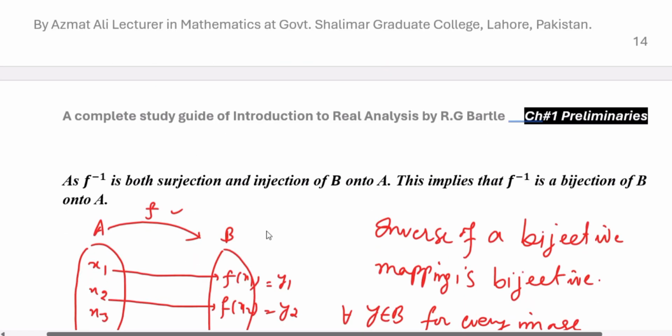This shows that as f inverse is both surjection and injection of B onto A, it implies f inverse is a bijection of B onto A.